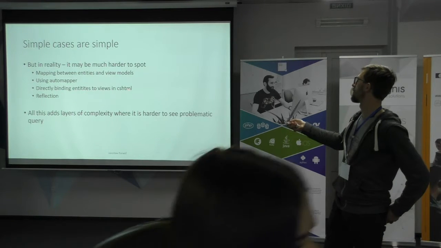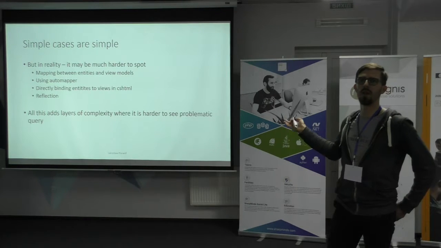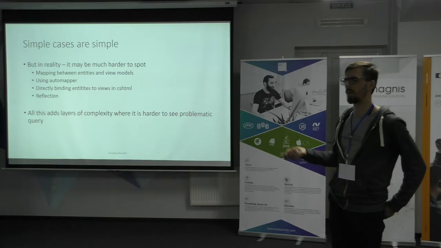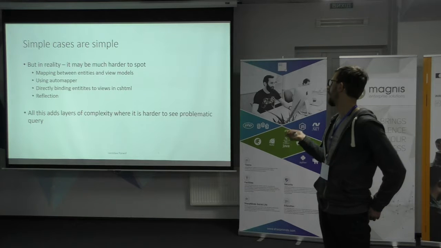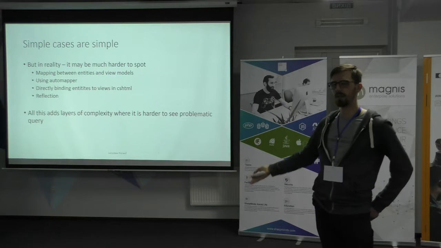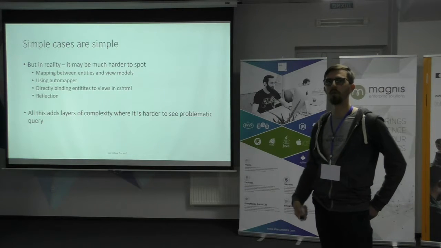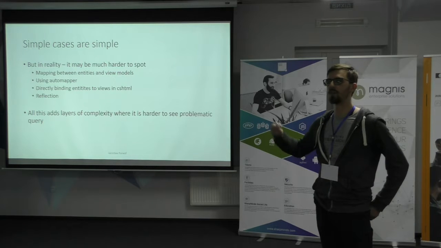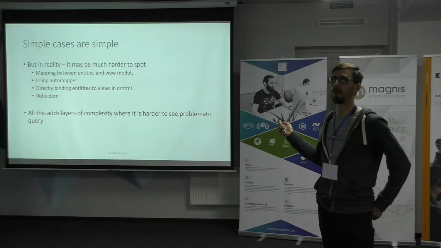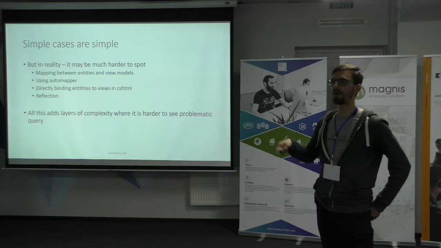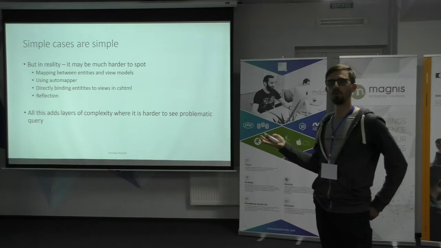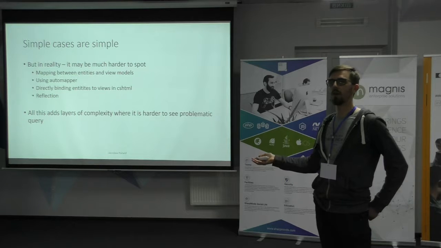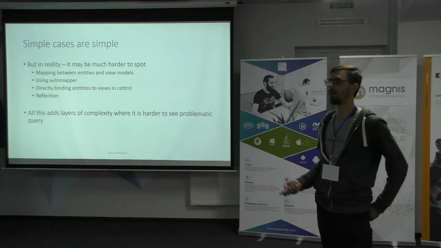Directly binding entities to views in CSHTML, if anybody's still doing that, probably not, can cause calls. Reflection, all those layers of complexity that you add and add over time, will make it super hard to notice. We didn't know we had those N+1 queries. We paid attention, in some places at least, not to make those mistakes, and then we did them anyway, right?